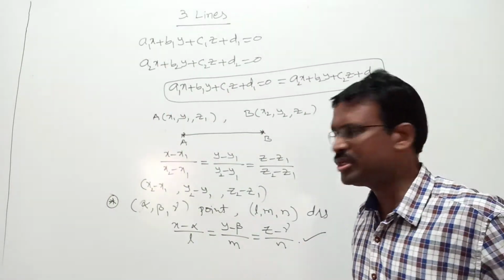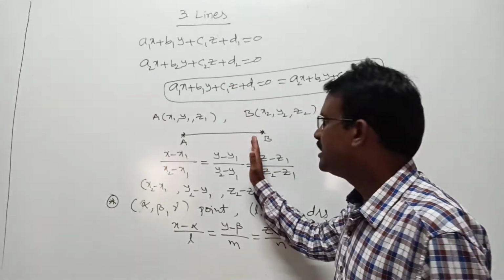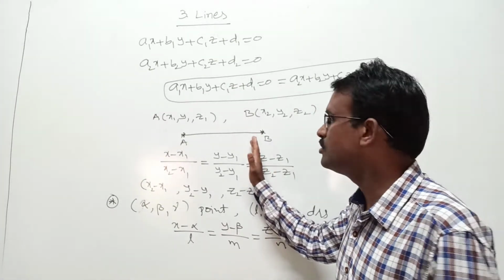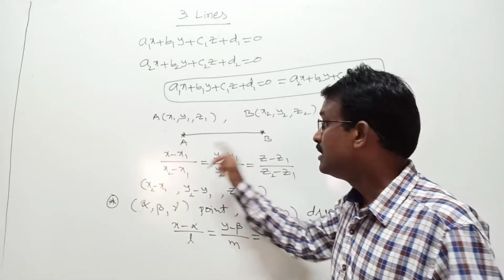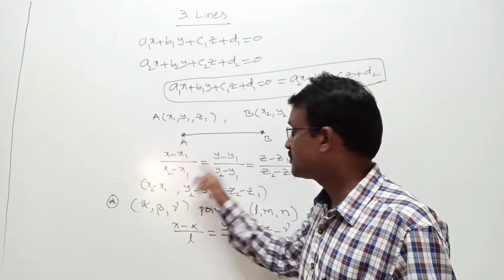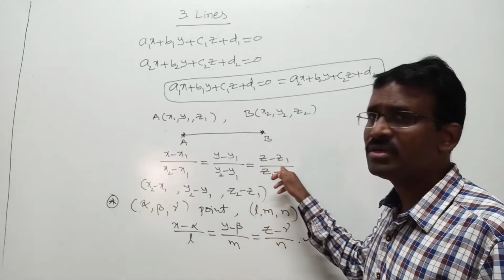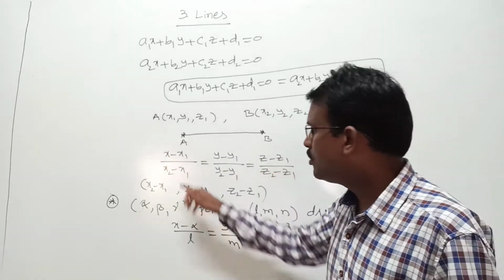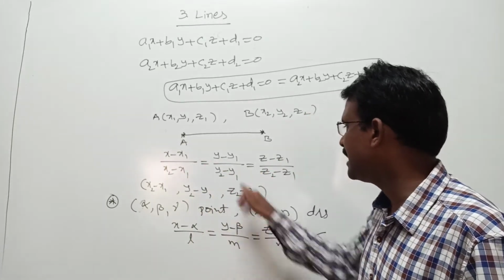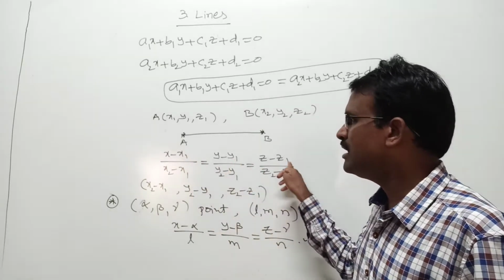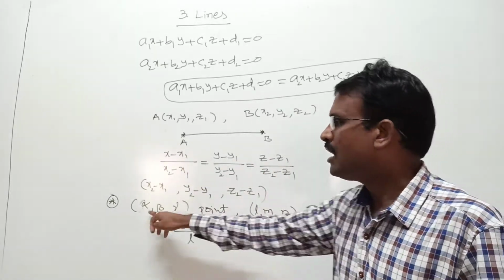In your intermediate stage, you already studied the equation of the line joining two points in two dimensional space: x minus x1 by x2 minus x1 equal to y minus y1 by y2 minus y1. We are writing the extra z axis result. And here we are using the notations l, m, n for direction ratios, and instead of the point x1, y1, z1 we have taken alpha, beta, gamma.